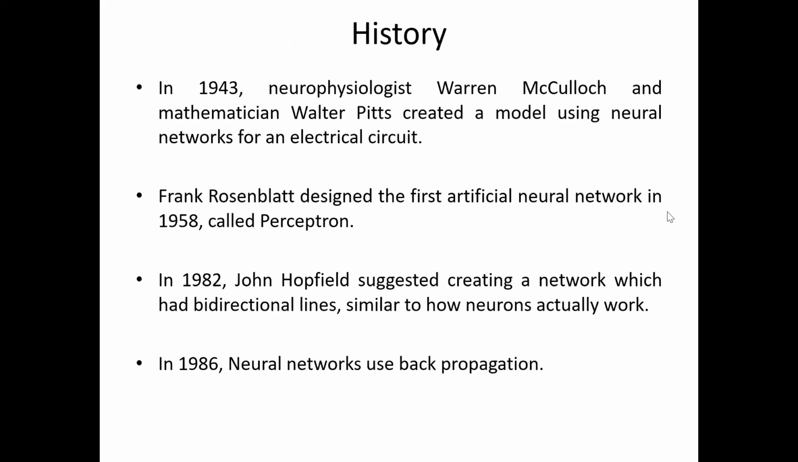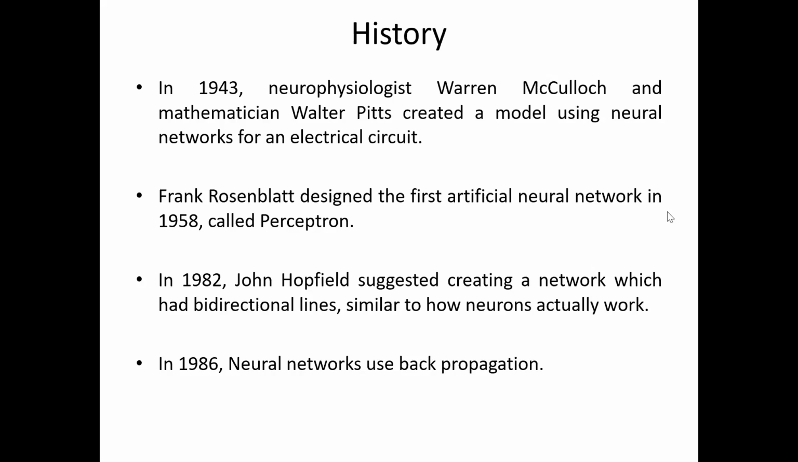Deep neural network is an extended version of artificial neural network, and the first artificial neural network was developed almost 80 years ago in 1943, where neurophysiologist Warren McCulloch, that is a very basic model which is called McCulloch model, and mathematician Walter Pitts created a model using neural network for an electrical circuit. Then, the journey started in 1943, so it's a continuous process.